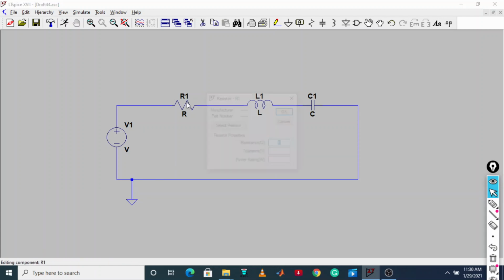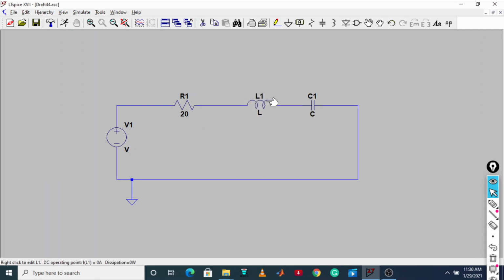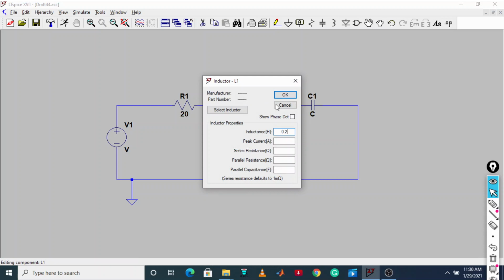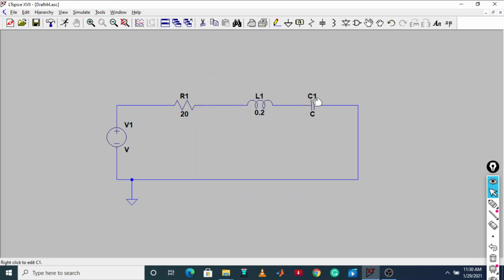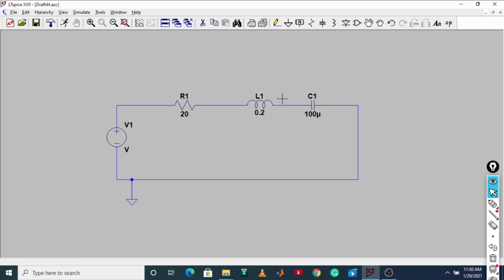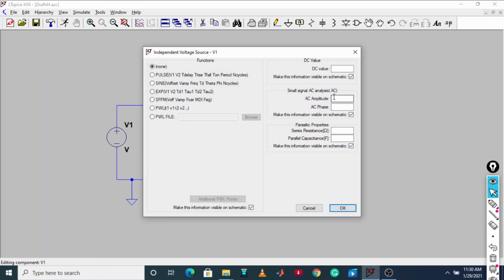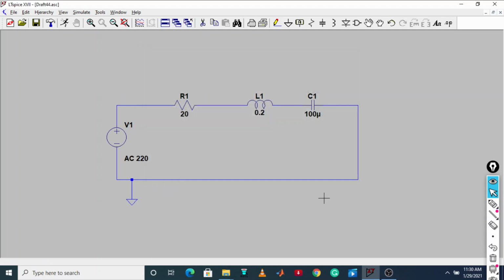Now for R we have taken around 20 ohm. L we are going to take as 0.2 Henry, and capacitance is 100 microfarad. The AC voltage that we are going to give is 220 volt, which we get in our domestic supply. Now we are going to calculate the power factor. Easily we can calculate the voltage, current and power factor just by clicking one simulation.